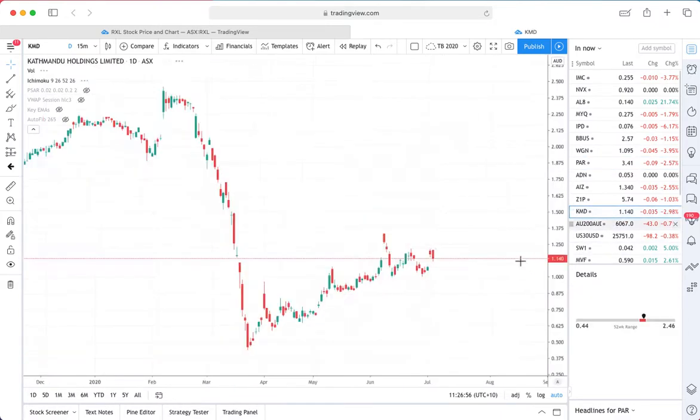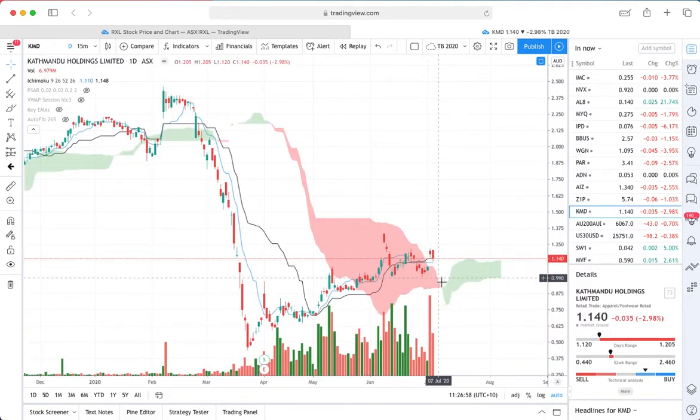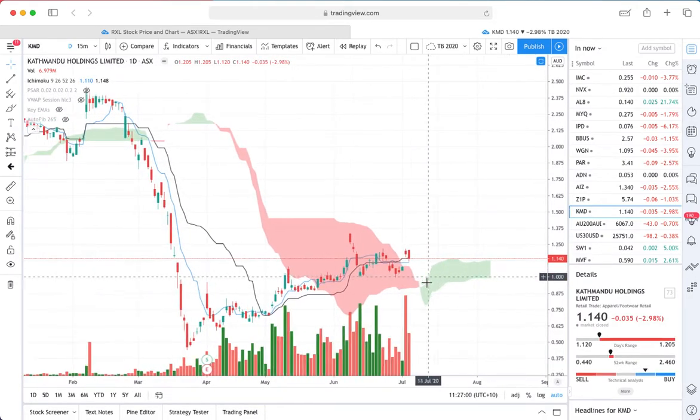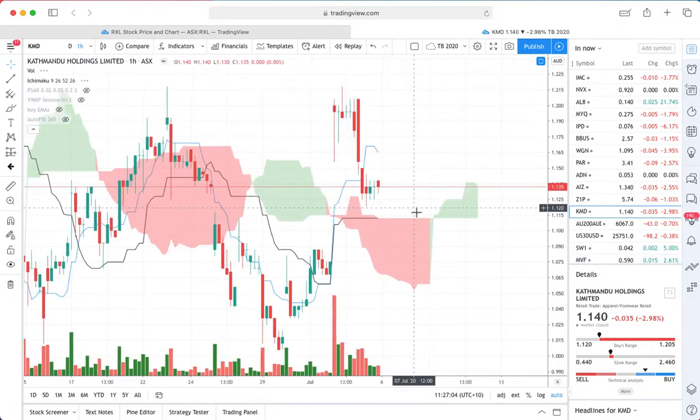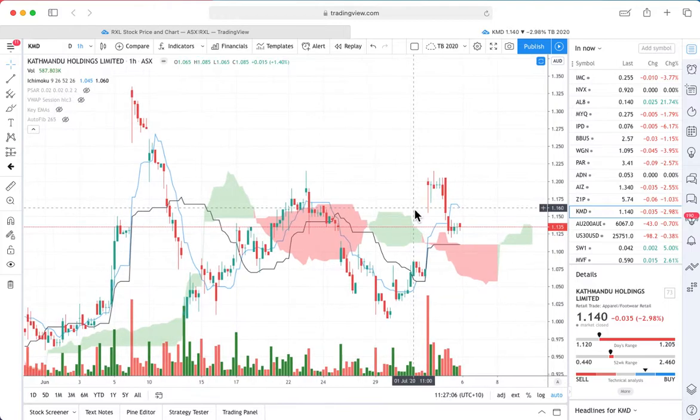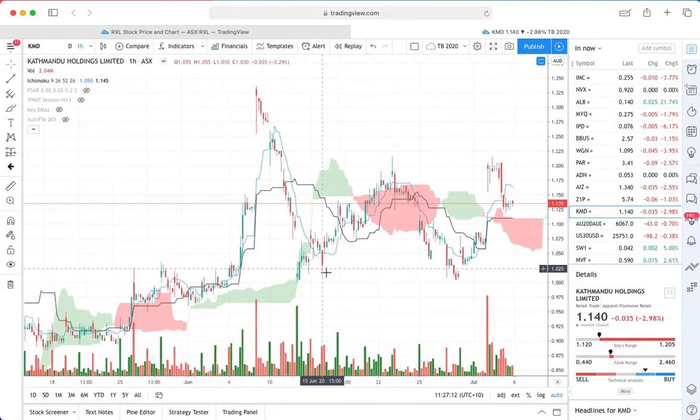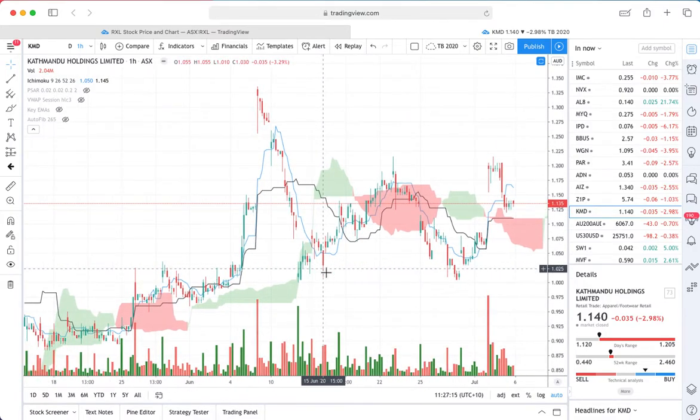KMD, again, it's sort of a bit confused on the direction, but go to a smaller time frame and it becomes even a bit more messy. And if the chart's messy, it's going to be very difficult to trade effectively sometimes.